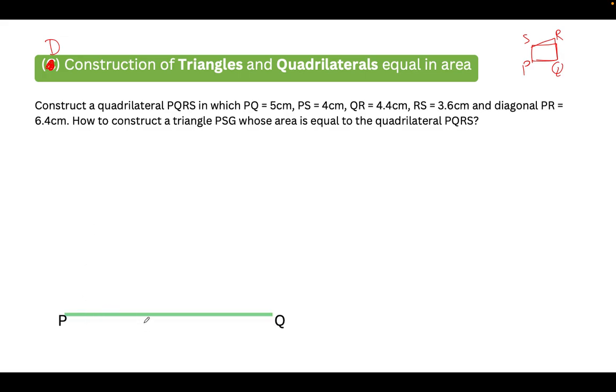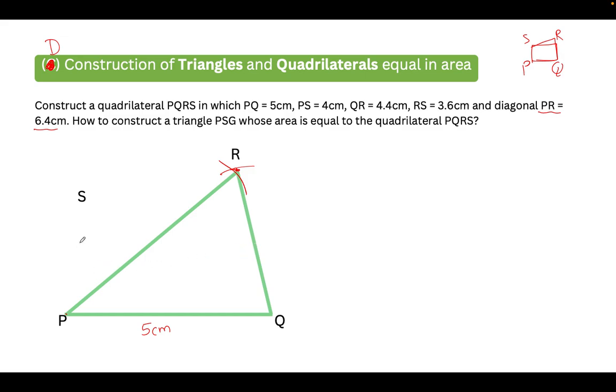So this is PQ, that is 5 centimeter. Here the diagonal PR is given. Okay. So first we will construct PR. Here there will be R and there will be S. So we will make an arc of 6.4 centimeter from P to R, and we will also make an arc from Q to R, that is 4.4 centimeter, like this. Okay. So this will be the arc. This point will be here. This is how we first make a triangle.